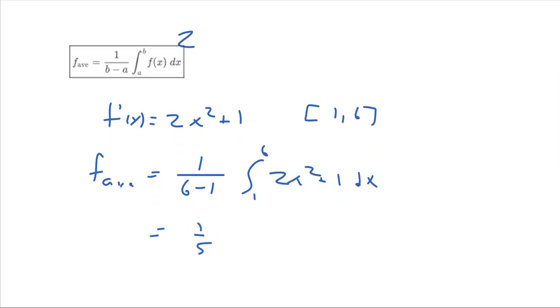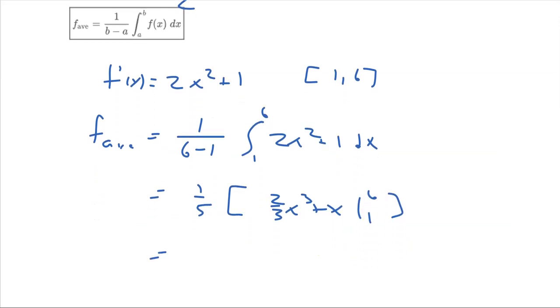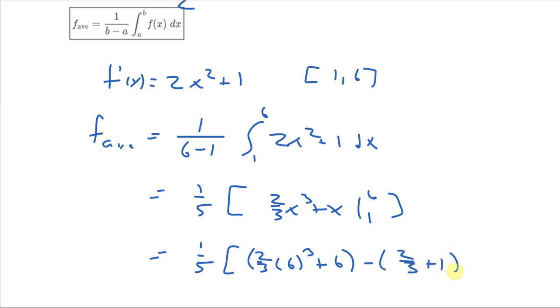So that's 1/5 times, now that's going to be 2/3 x cubed plus x evaluated from 1 to 6. So 1/5 times 2/3 times 6 to the third plus 6, minus 2/3 plus 1. I just stuck 1 in there, right? 1 cubed is just 1.